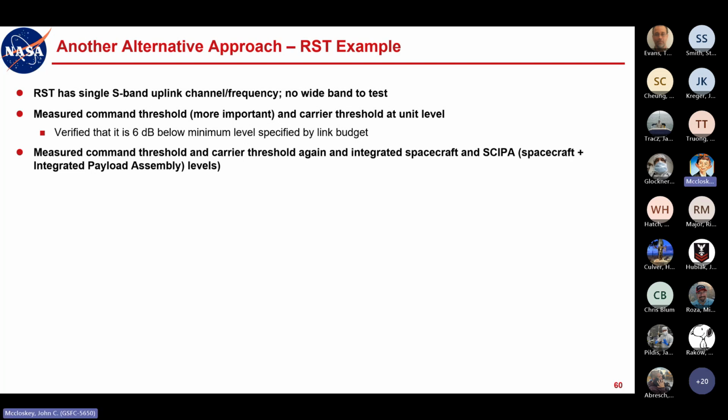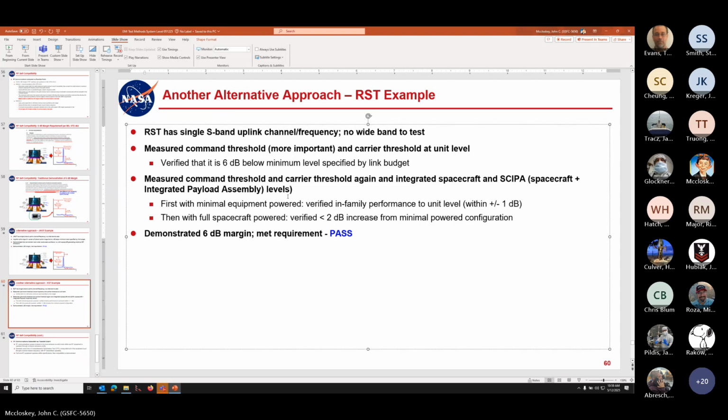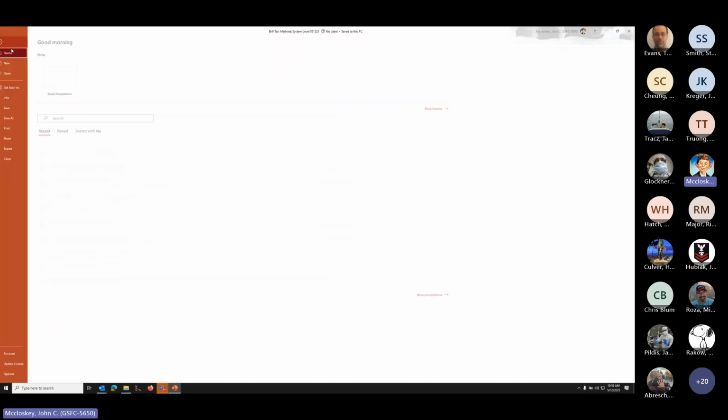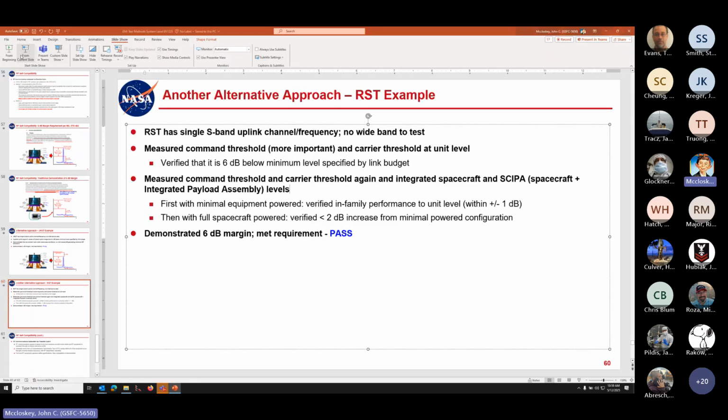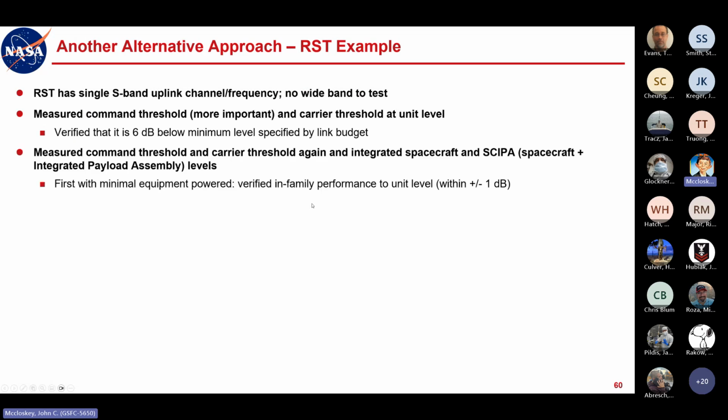And man, these charts are more sloppy than I like to admit. But okay, we're almost done here, so stick with me for just another few minutes. So we measured this at spacecraft and SCIPA levels.